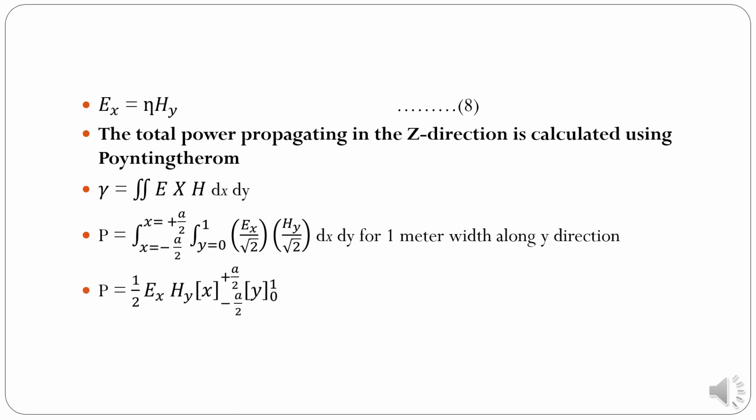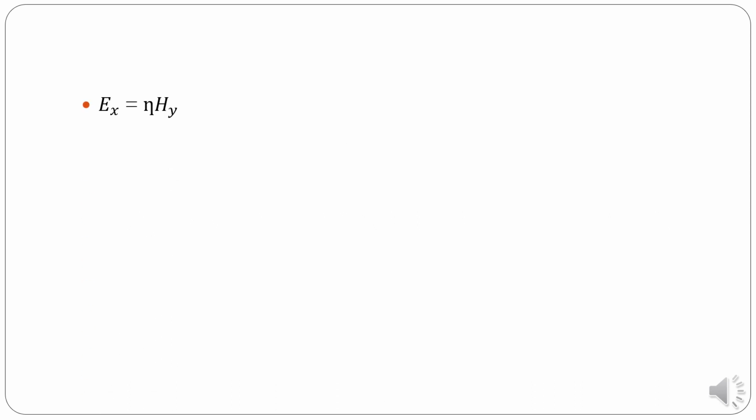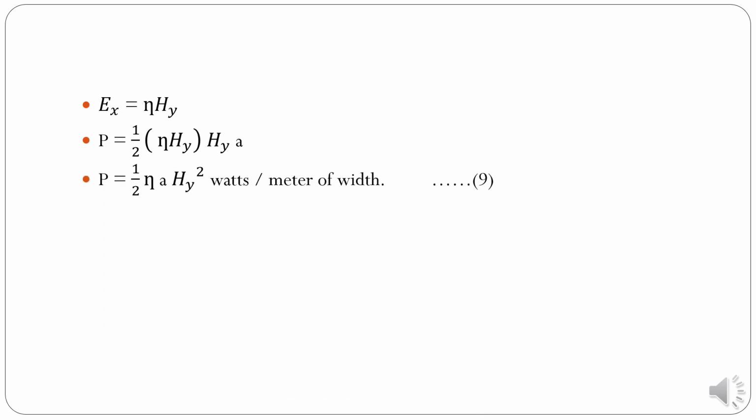So the Poynting vector states that P is equal to 1 by 2 Ex Hy x from minus a by 2 to plus a by 2. So P is equal to 1 by 2 Ex Hy a. Since Ex is equal to eta Hy, P is equal to 1 by 2 eta Hy, Hy into a. So P is equal to 1 by 2 eta Hy squared a.